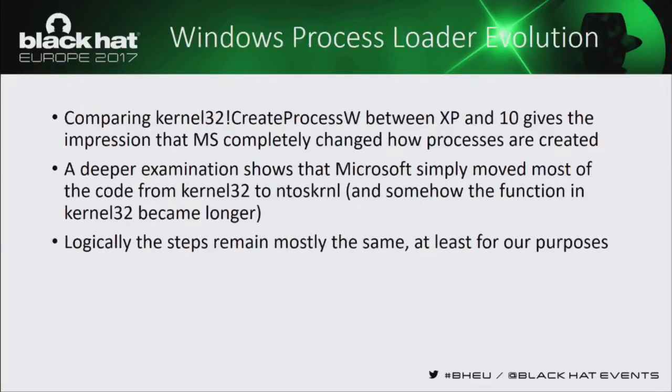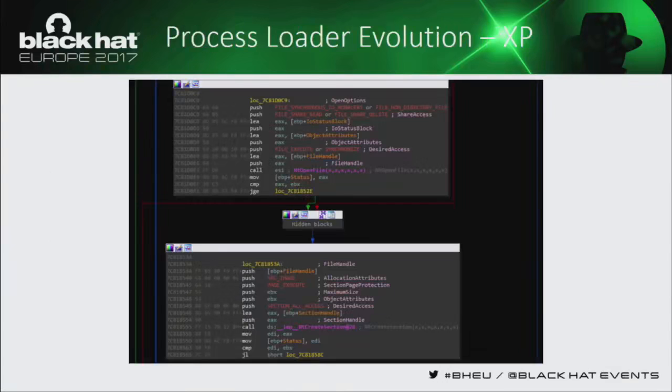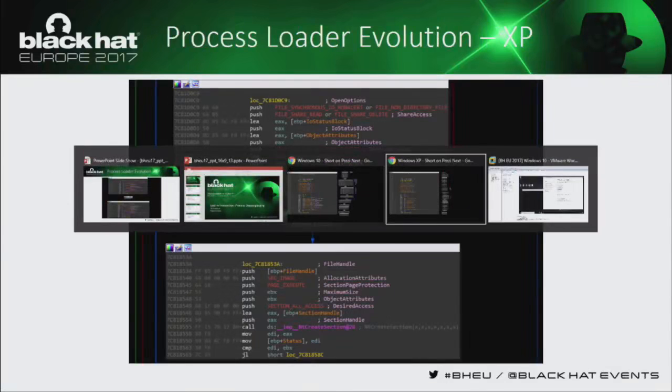Comparing the CreateProcess function between Windows XP and Windows 10, superficially we get the impression that Microsoft completely changed how processes are created. But if you look deeper, you see that Microsoft moved most of the code from the user mode library kernel32 to the NT kernel itself, and somehow the function in kernel32 became longer. Logically, the steps remain mostly the same, but let's take a look at the process loader on Windows XP.